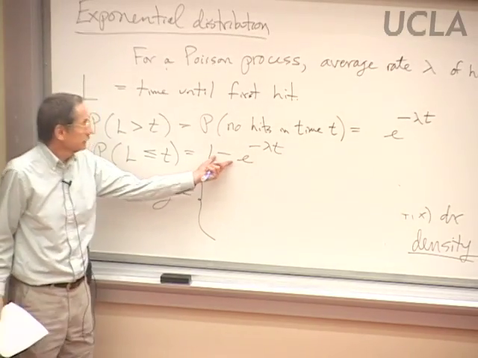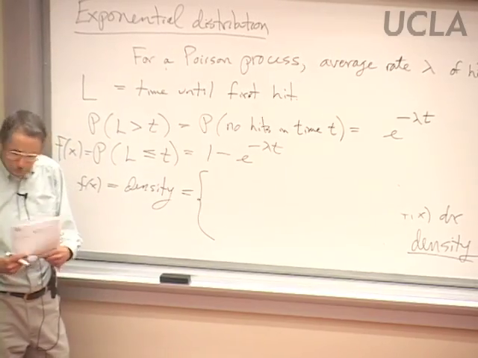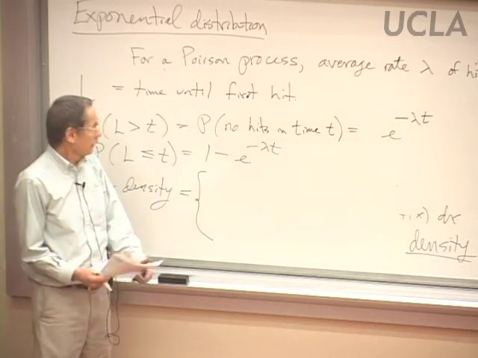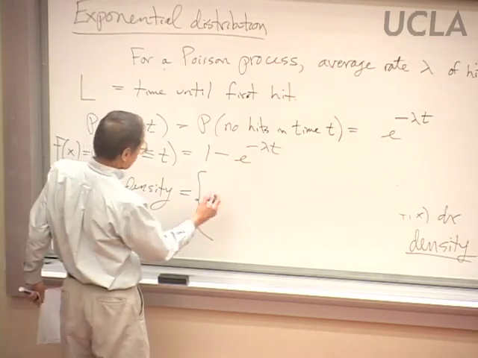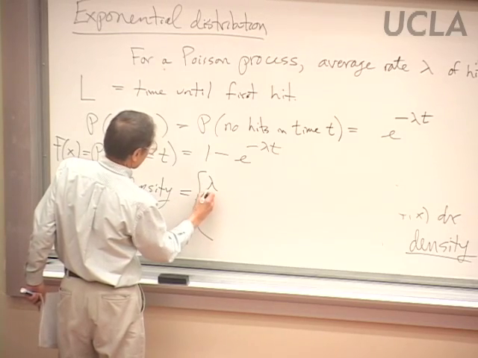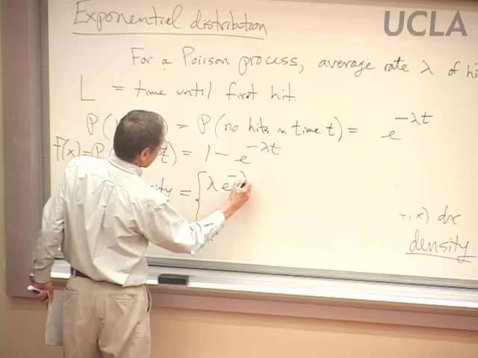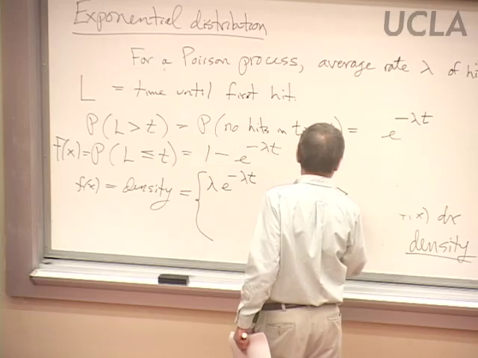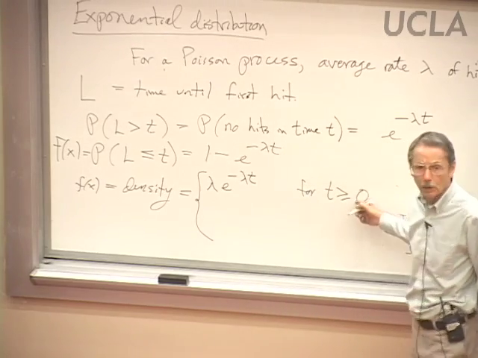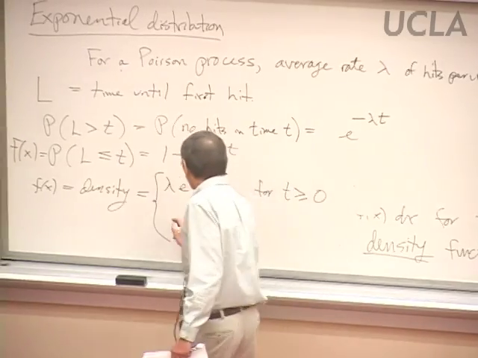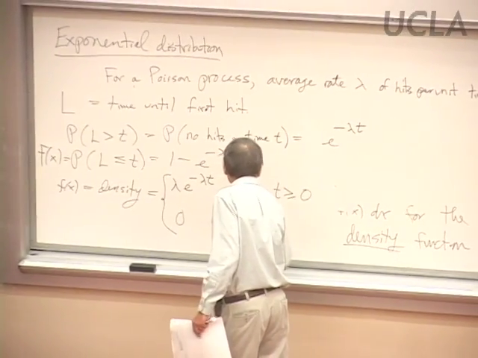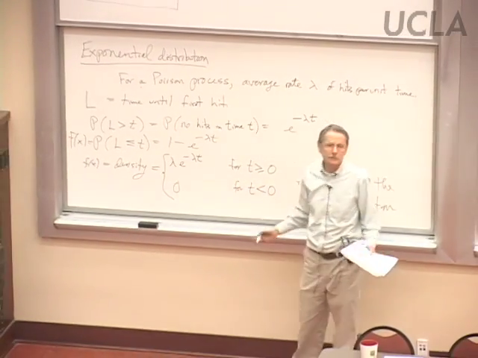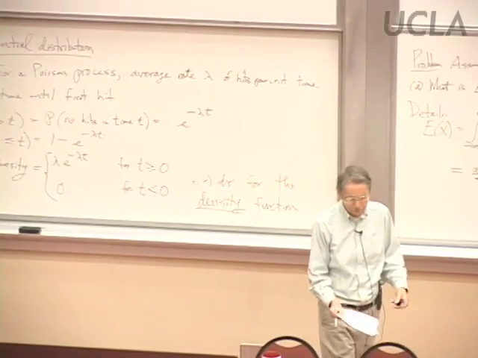The derivative with respect to time of this: well, the derivative of 1 just gives us 0. Okay, the minus lambda comes down, so we have a minus lambda, plus lambda e to the minus lambda t. Now this is only applicable from time 0 on up. It makes no sense to get the first hit in negative time.